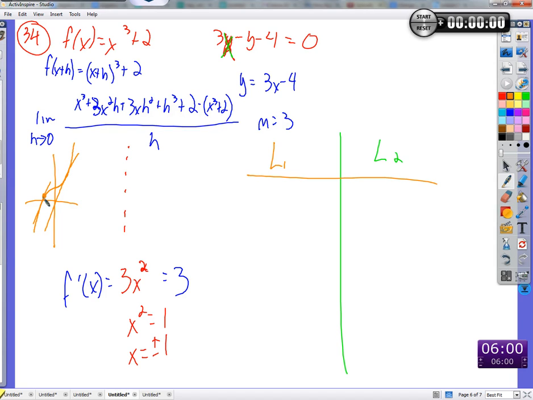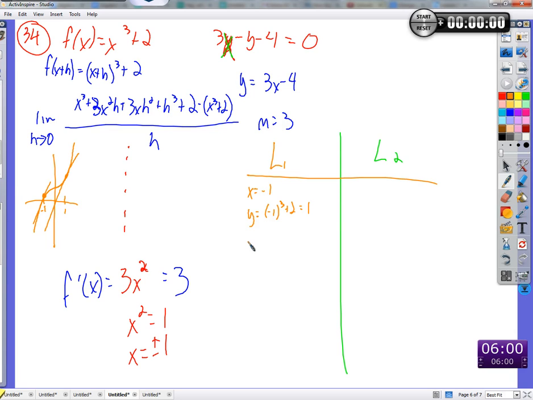So how do we find the point that it goes through? What's the x value at that point? We already had the slope. Well, x is 1 here, and x is negative 1 there. How do you know that? So put negative 1 into the function. So x equals negative 1, y equals negative 1 cubed plus 2, and that equals 1.